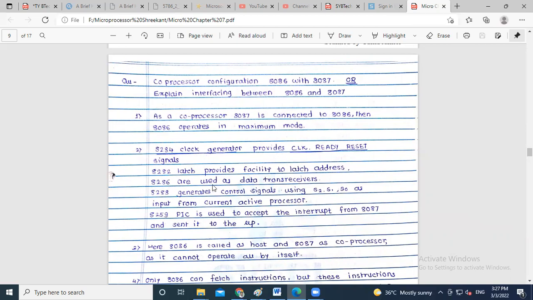And 8286 we use for data transmitter as well as data receiver purposes. And 8288 generates the control signals S0, S1 and S2, three control signals for the processor. And one more, we use the 8259 programmable interrupt controller, which is used to accept interrupts, as in the interrupt chapter, from the 8087 and send them to the microprocessor. Just remember that in unit number 4 we have to use all of these very well. Okay.